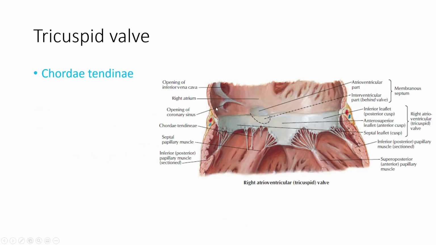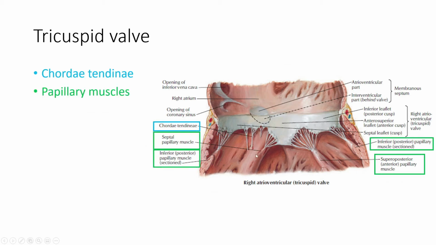Next up, we have the tricuspid valve. So we have chordae tendineae, again, bridging the gaps between the papillary muscles and the valve leaflets. We have the papillary muscles as well down here. There are three of them. There's a septal papillary muscle, an inferior papillary muscle, and then the supero-posterior papillary muscle. And the reason that they appear to be four of these is that this is a bit of a fanning out of the tricuspid valve, so you can see that the inferior papillary muscle has been sectioned.